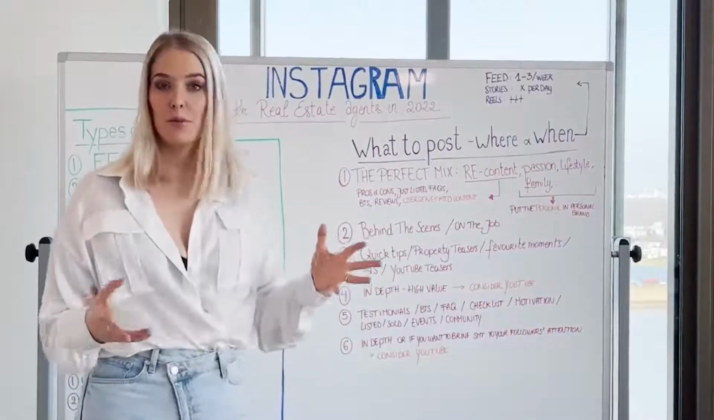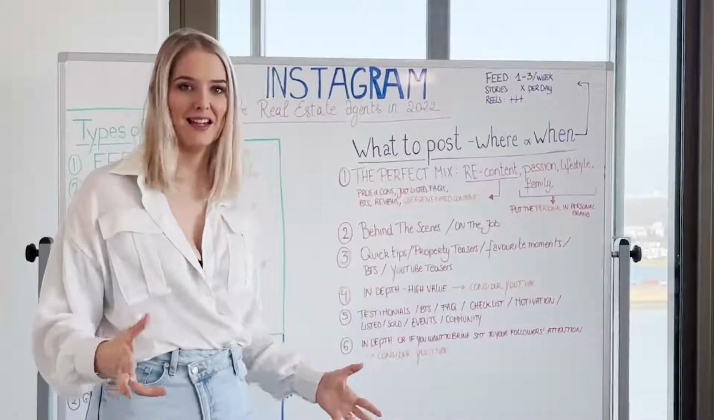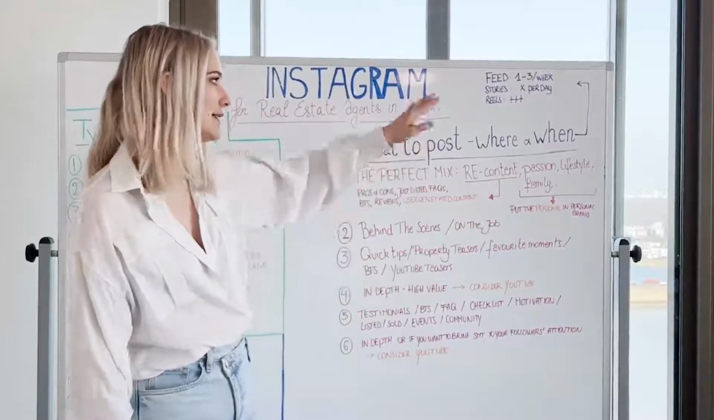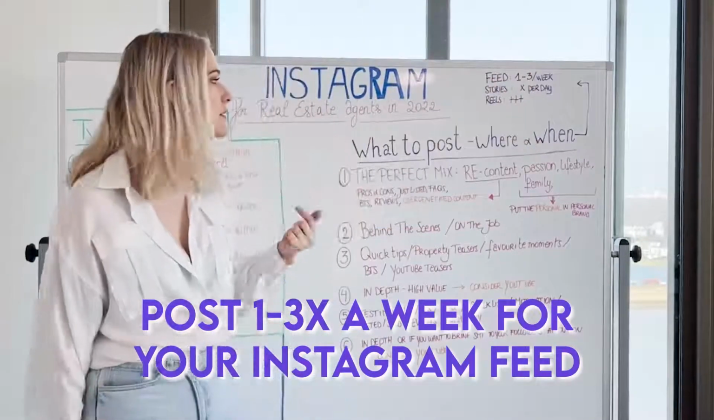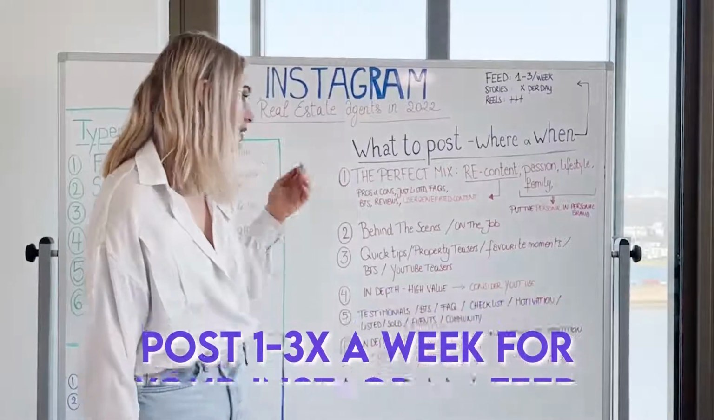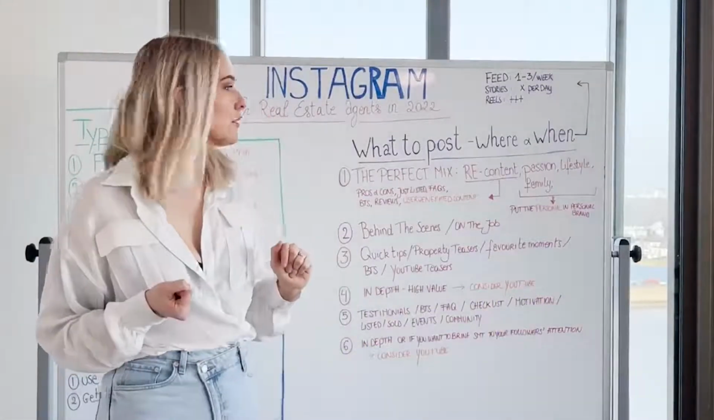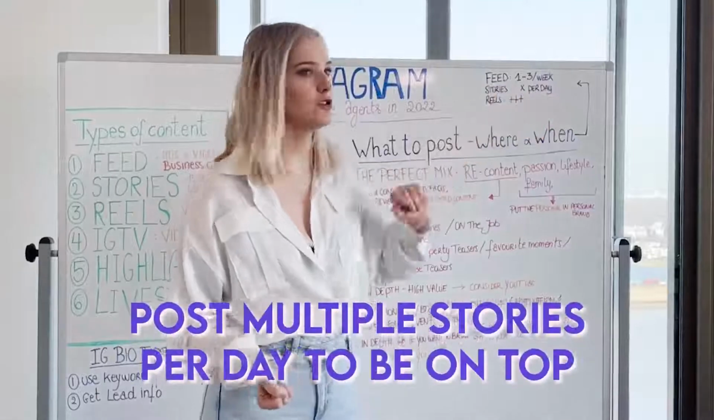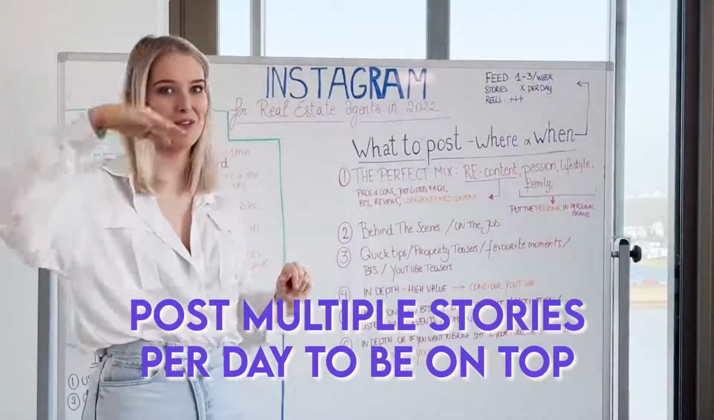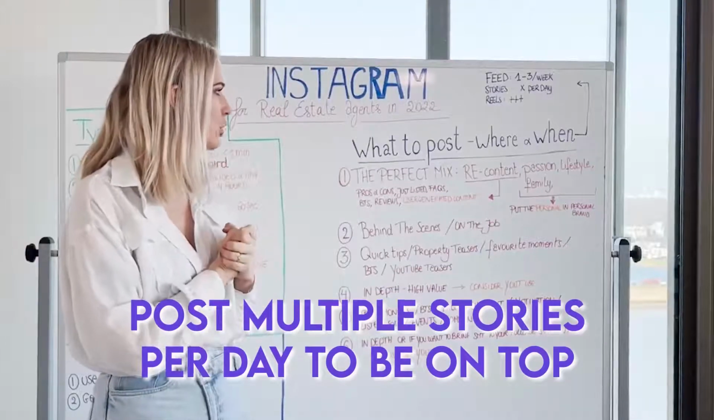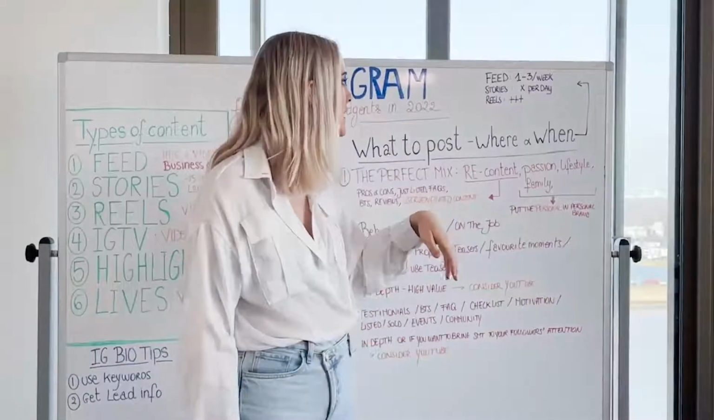but do it consistently once a week. There are also people that post 6 times a day, but they are consistent at it and that works for them. I would say realistically, between 1 and 3 times a week is doable for most of us. Then with stories, as they only last for 24 hours, you want to post multiple stories per day so that you're always top of mind and at the top of the Instagram application for your followers. So that's multiple times per day.